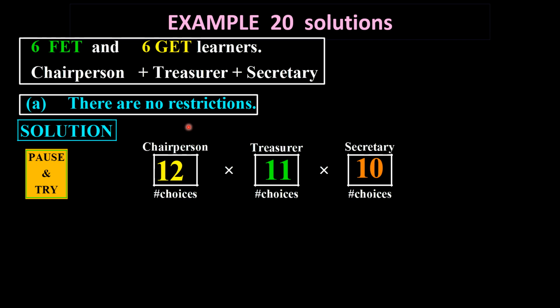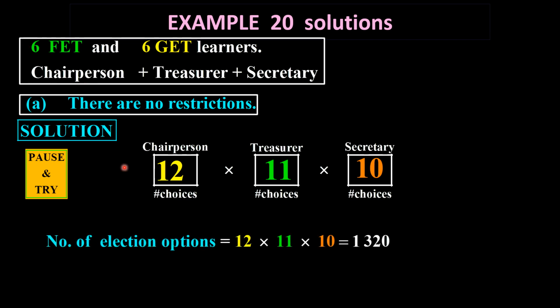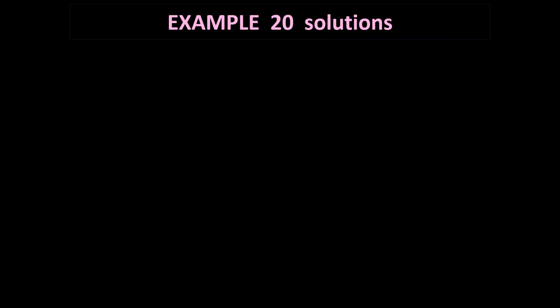So that's our total number of choices there. And if we calculate that, that's 12 times 11 times 10, which is 1,320. I hope you're ready for the next question.